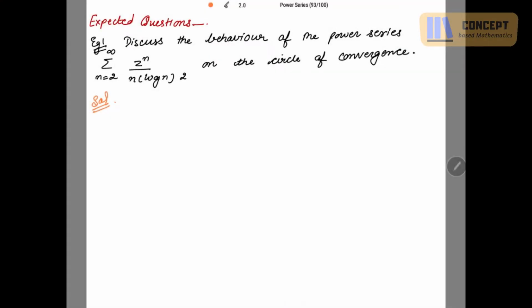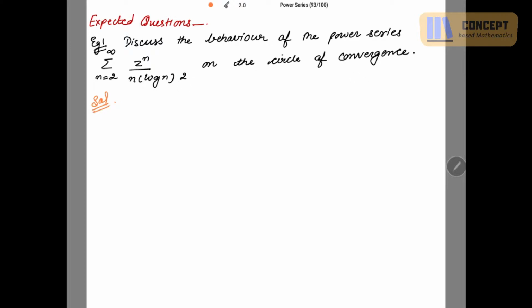Hello everyone. There are two more questions that are to be discussed and that are the expected ones. So let's have a look over them. There is an example one for you: discuss the behavior of the power series summation n going from 2 to infinity z to the power n over n log of n square on the circle of convergence.